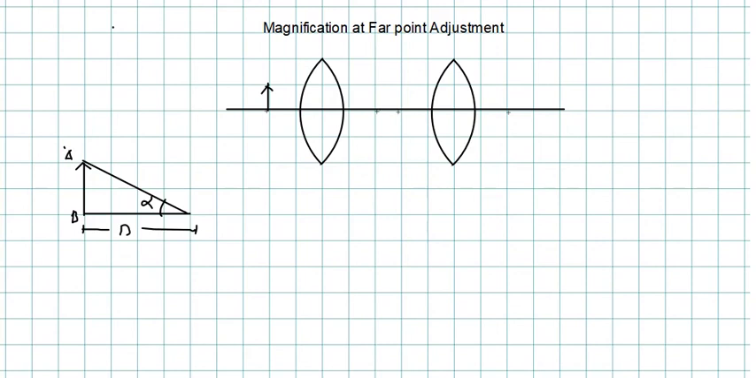Now, this will happen if you remember from the image formation of a convex lens, that if an object is placed at F, at the focal length of the convex lens, then the ray diagram is something like this. Then the image of the object is formed at infinity.